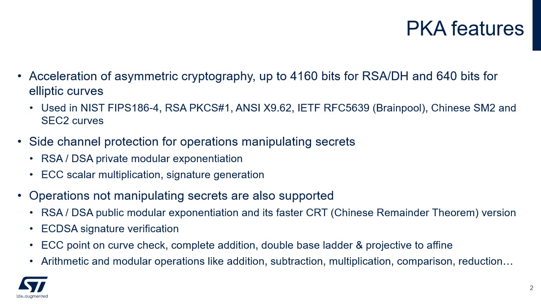The PKA module is an efficient hardware accelerator that speeds up the public key cryptography operations performed by the CPU. It accelerates Rivest, Shamir, and Adelman, or RSA, Diffie-Hellman, or DH, as well as elliptic curve cryptography, or ECC, over prime field operations. Supported operand sizes are up to 4,160 bits for RSA and DH, and up to 640 bits for ECC. Binary curves, Edwards curves, and curve 25519 are not supported by the PKA.